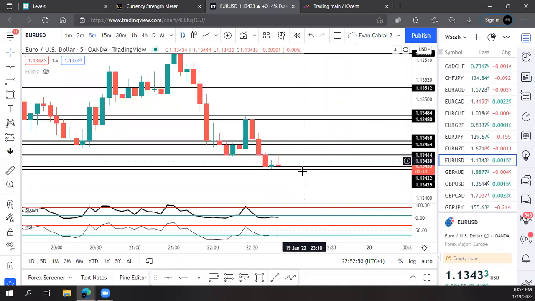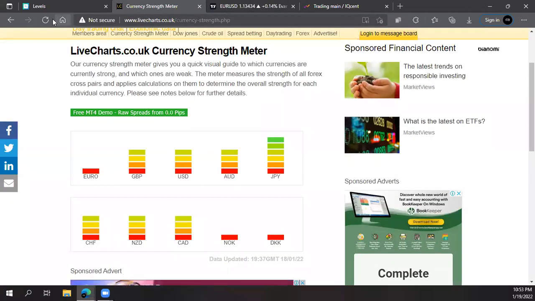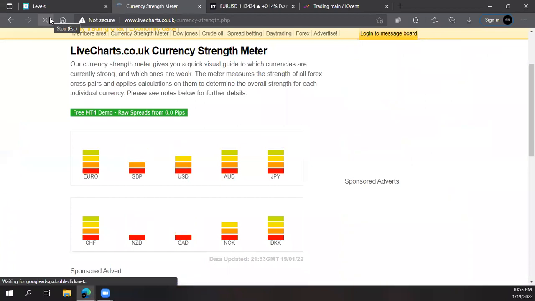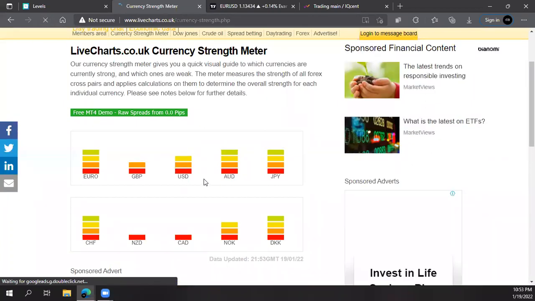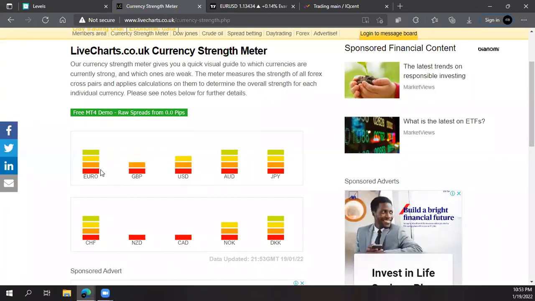right? So now if I have my markups like this, what I can do is what? Refer to my currency strength meter, right? So this is Euro USD. I come over to my currency strength meter. I refresh. Now I'm trying to see which currency is stronger, right? So you actually have that Euro is stronger than USD.